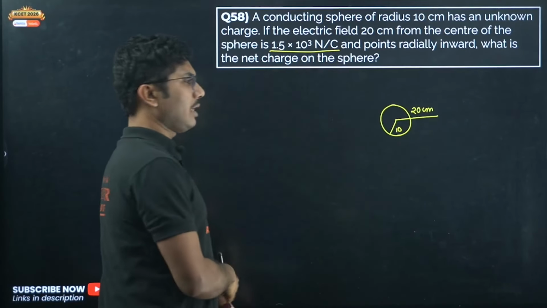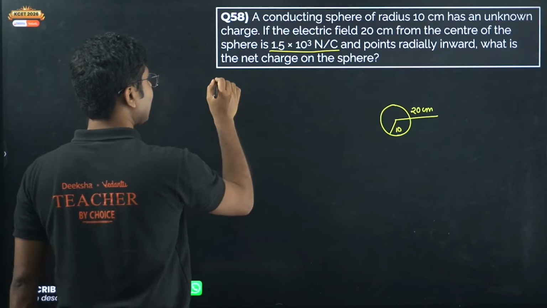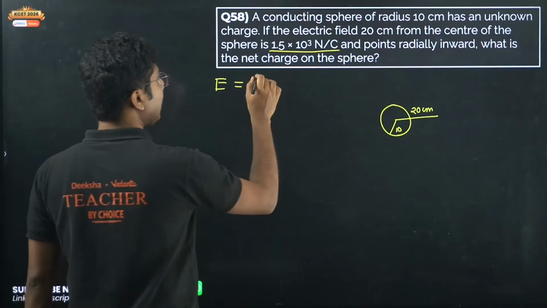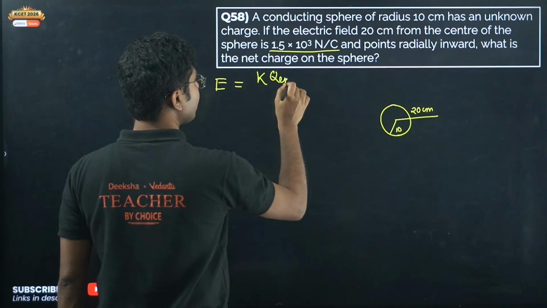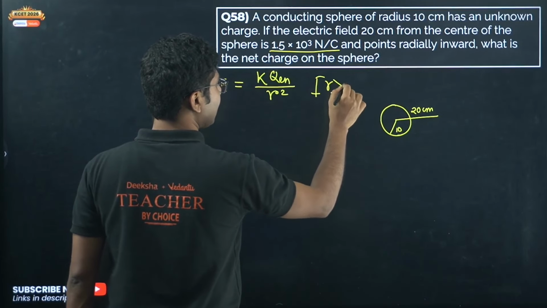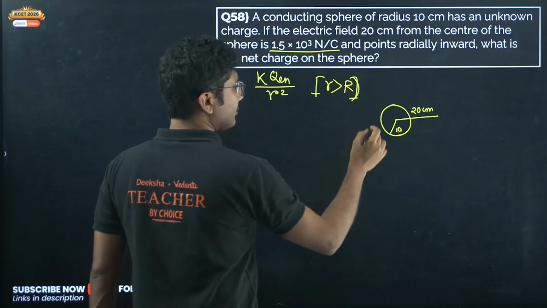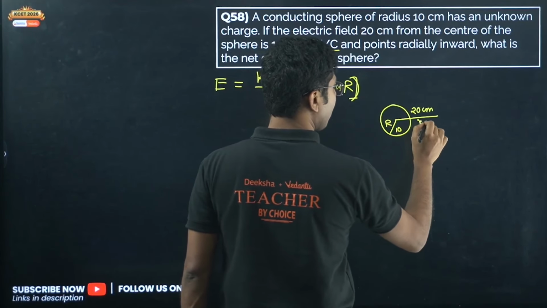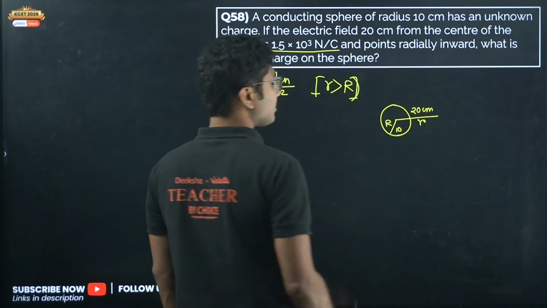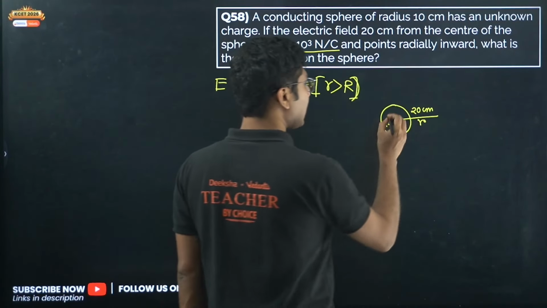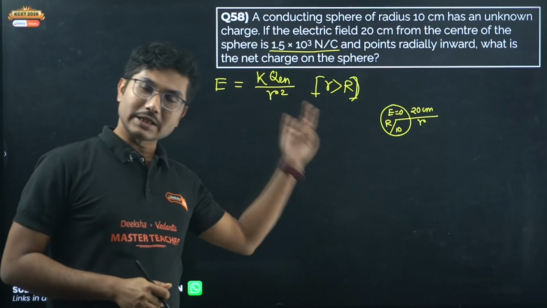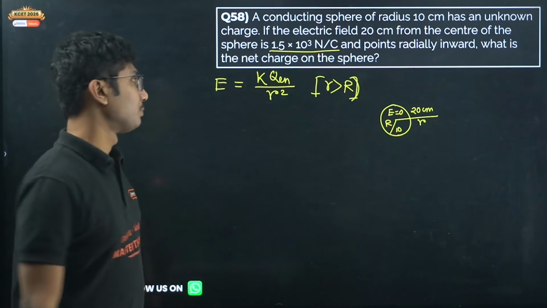So from the application of Gauss's law, we know that the electric field at a distance outside the sphere is given by K Q enclosed by R square, only when R is greater than the radius. This is the radius, this is small r. If R is greater than the radius, this formula is valid. If R is less than small r, then the electric field is 0. Electric field inside a spherical conductor or inside a charged shell is always 0.